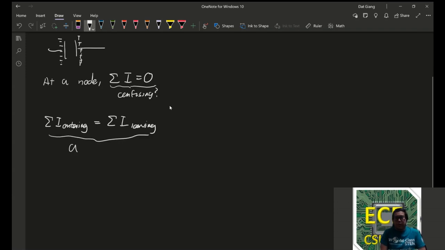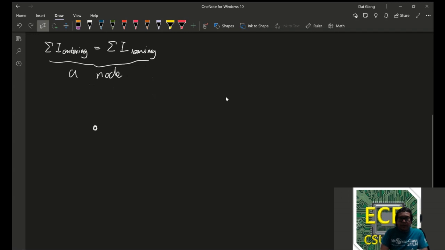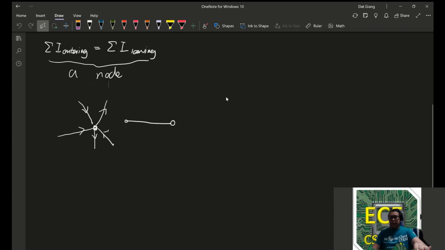So a node. The way we model a node is with a dot or with lines. If we draw a bunch of lines entering into the node, we indicate it by an arrow, either going to the node or away from the node. If they go into the node, then we call that current entering the node. Otherwise, if it's going away, it's leaving the node.